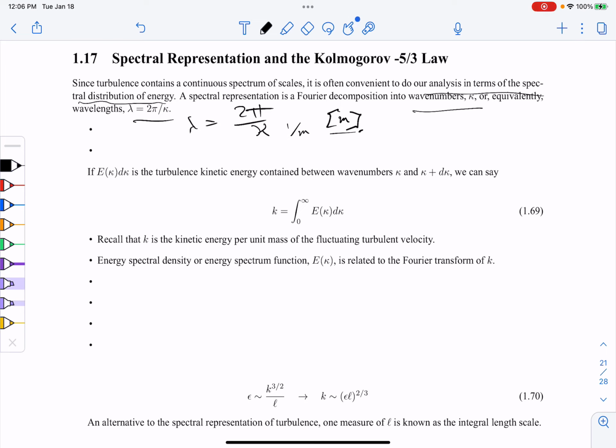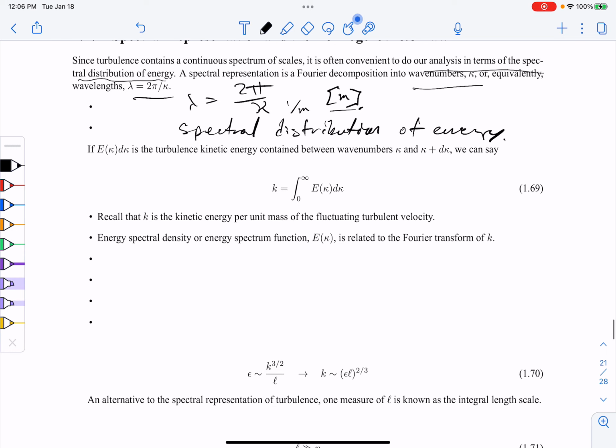And we want to do this analysis in terms of spectral distribution of energy. Before, we've already defined this equation, but I'll present it again. We have K as the turbulent kinetic energy. And we derived that as what? The trace of the Reynolds stress. But now I'm introducing a new definition to relate it. This is an integration of E of kappa. And E of kappa is what we call the energy spectral density or spectrum function. And I'll show a picture of what that might look like for a high Reynolds number turbulent flow in a second.